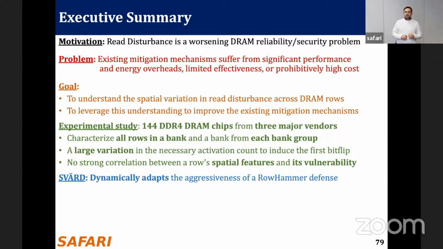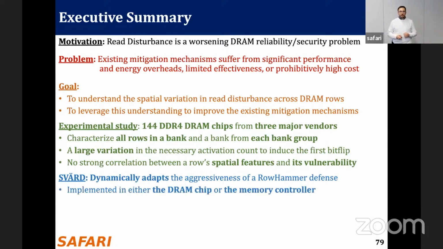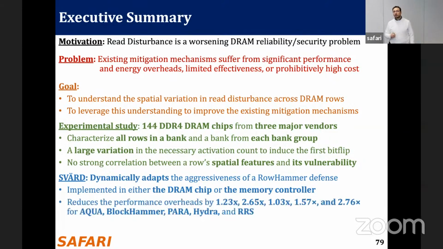Svärd dynamically adapts the aggressiveness of a RowHammer defense, and it can be implemented either in the DRAM chip or in the memory controller. Basically, we propose Svärd as a mechanism that is add-on to the existing RowHammer solution in your system. If your RowHammer solution is implemented in the DRAM chip, Svärd can also be implemented in the DRAM chip, or if your solution is in the memory controller, it can also be implemented in the memory controller.